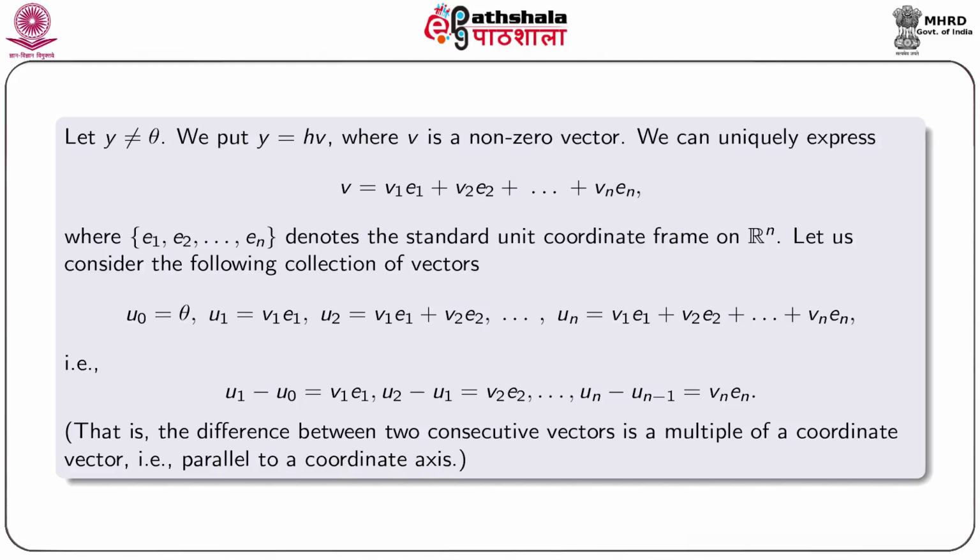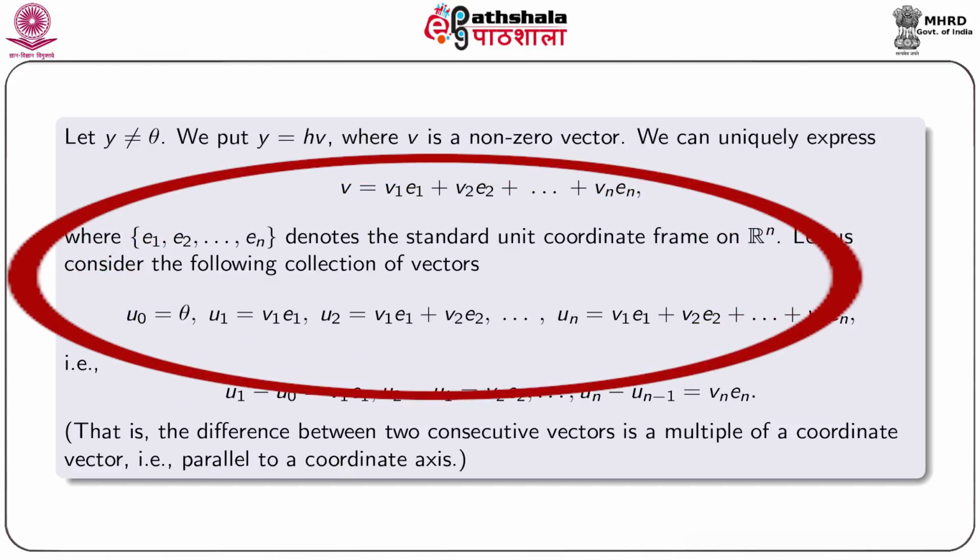Let us put y equal to h v, where v is a non-zero vector. Now, we can uniquely express v equal to v 1 e 1 plus v 2 e 2 plus up to v n e n, where e 1 up to e n denotes the standard unit coordinate frame on Rn, that is e i has the ith coordinate 1 and all others 0.